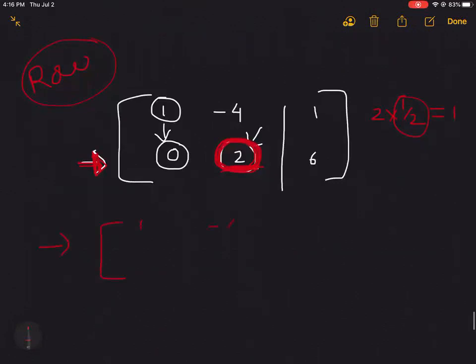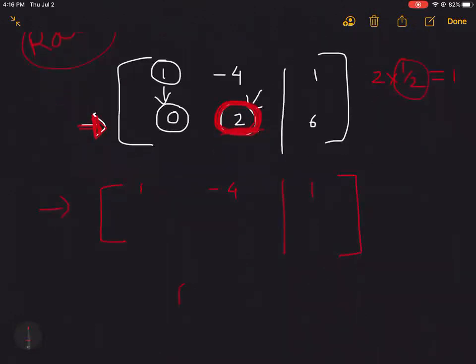So it will be 1, negative 4, 1. Okay. And the operation I'll be doing, my new second row will be, excuse me, half of the second row, half of the previous second row, of course. So my previous second row is this. Now what I'll do, I'll multiply that second row by a half, and then replace those values as my new second row.